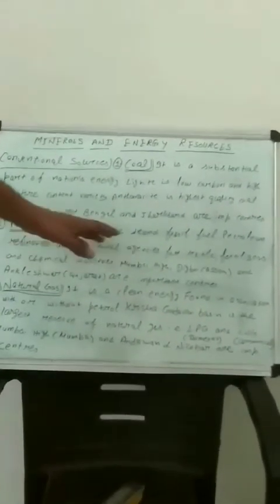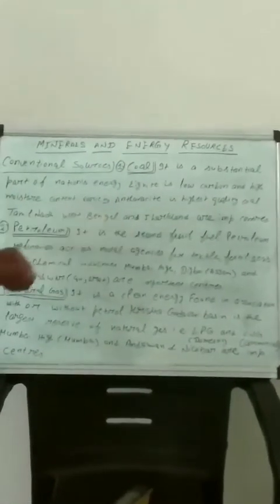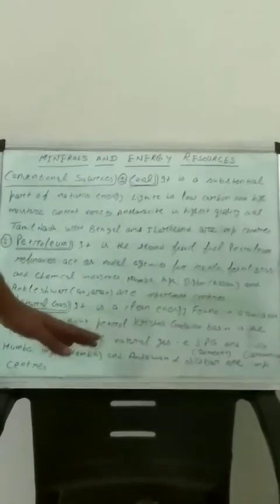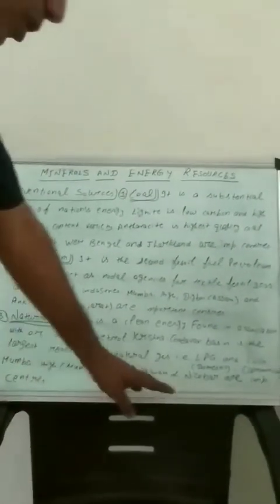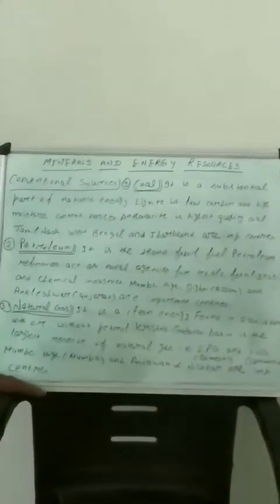Here I want to explain the meaning of with or without petrol. Somewhere we extract natural gas where petroleum material is available, and somewhere we extract only natural gas from the earth. Krishna Godavari basin is the largest reserve of natural gas that we have for LPG and CNG. LPG is for domestic use and CNG for commercial use. After the Krishna Godavari basin, there are Mumbai High again in Mumbai, and Andaman and Nicobar. These are the two very important centers that we have in India.